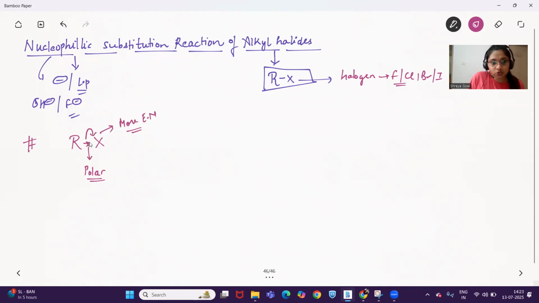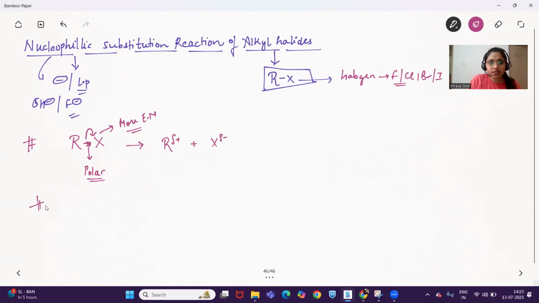It pulls the electron towards itself, and that's why this bond is polar, because R will acquire the partial positive charge and X will acquire the partial negative charge. Right? Great. So for that reason, this bond can be broken and the nucleophile can attack and be attached to R. So what is the basic step?